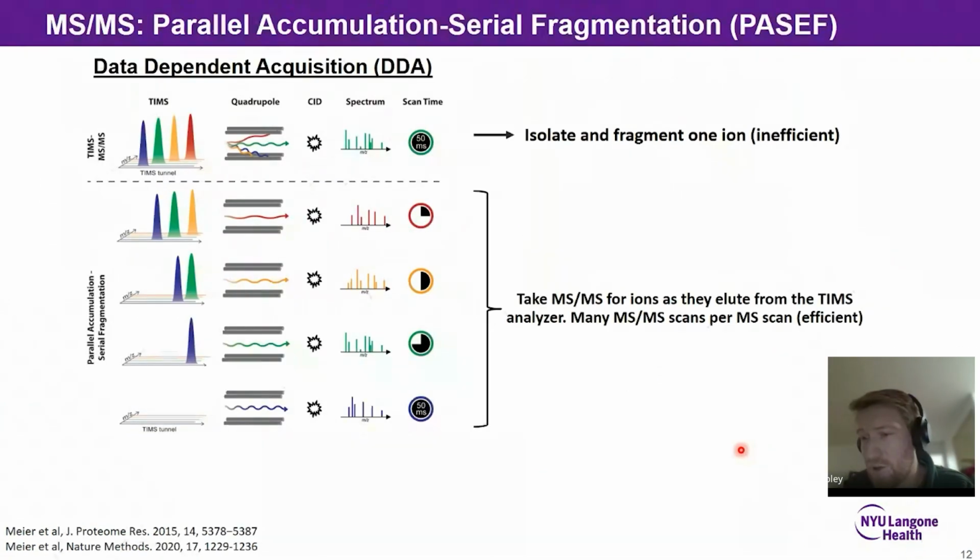So we can leverage those ions leaving the TIMS analyzer. You have two different MSMS techniques. You have data dependent. If you did a traditional approach, just picking your highest precursor and doing MSMS, it's very inefficient. You're only isolating one ion at a time. But in the TIMS, you're going to do MSMS as the ions elute from the TIMS analyzer so that you can get multiple MSMS spectra per TIMS scan. So it's much more efficient.